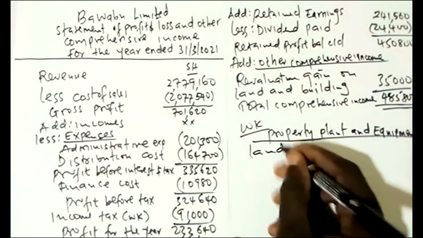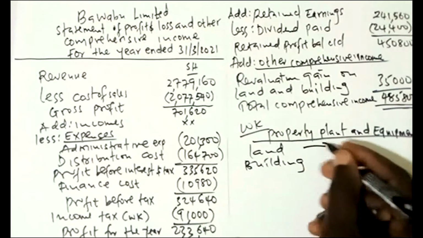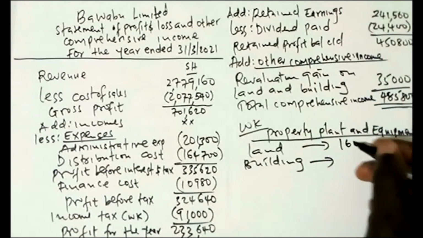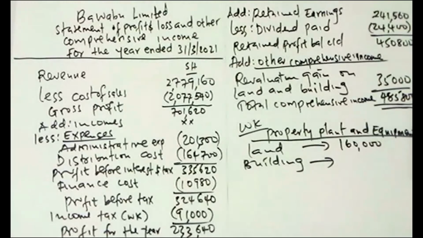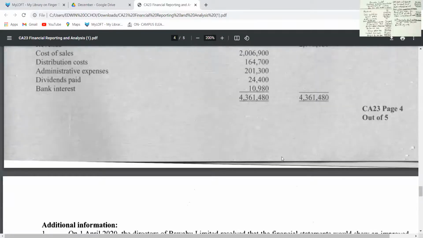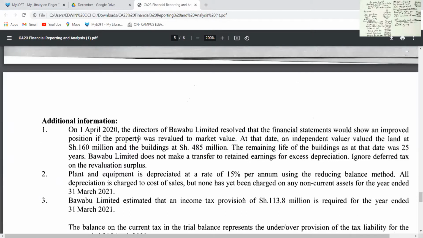So remember that there was land which was revalued and there was a building. That is the one in additional information number one. Land was revalued to 160,000. What about the building? Even if the building was revalued, it was depreciated over the useful life of 25 years. I'm reading from the second sentence under note one: as at that date, an independent valuer valued the land at 160 million and the building at 485 million. The remaining life of the building as at that date was 25 years. We did the depreciation of that.